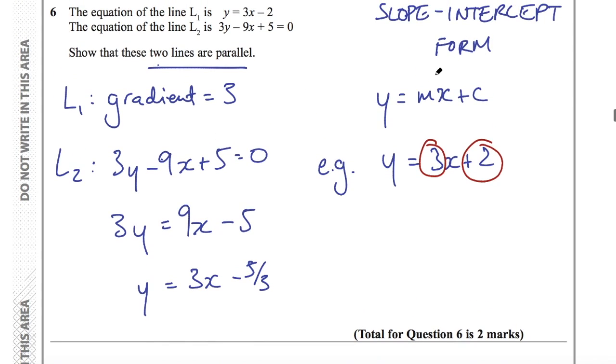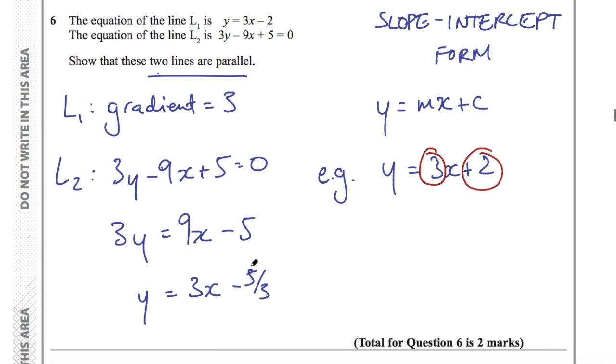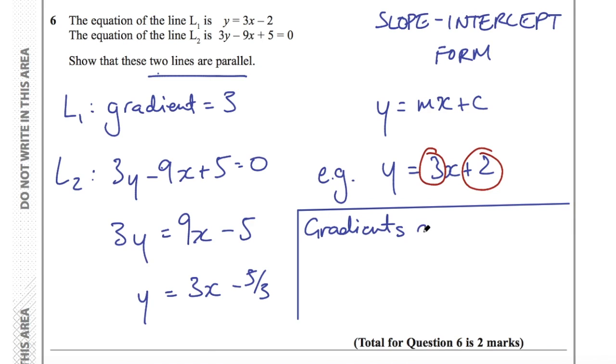And so because now that's in slope-intercept form or gradient-intercept form, we can see straight away the gradient there is 3. So gradients are equal, therefore lines must be parallel.